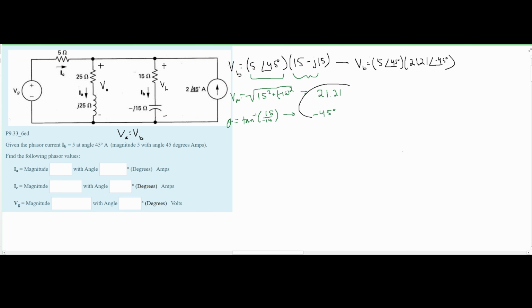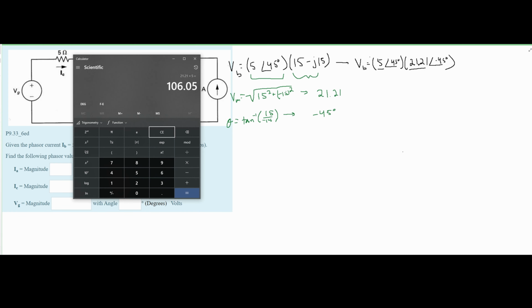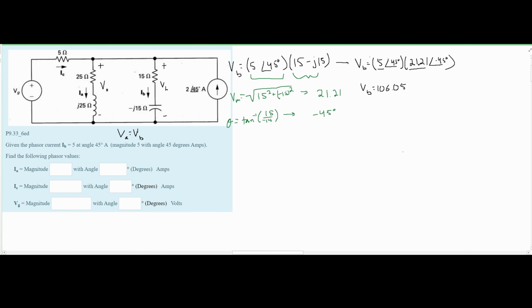So now we can rewrite this, plugging this part into our equation here. And now we're going to multiply. For multiplication, we multiply our magnitudes together, and this is going to give us 106.05. And then we're going to add our phasor angles together. Now our angles are 45 degrees and negative 45 degrees, so this is just going to leave us with 0 degrees. And this is our VB.